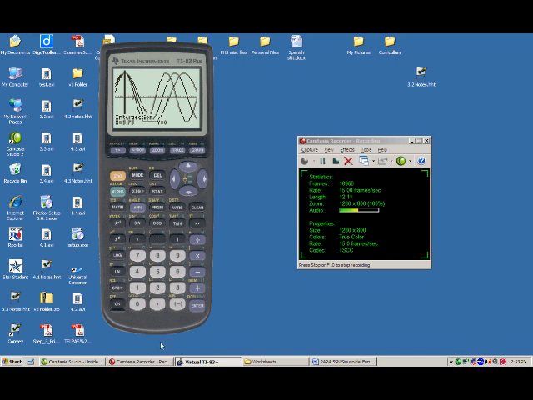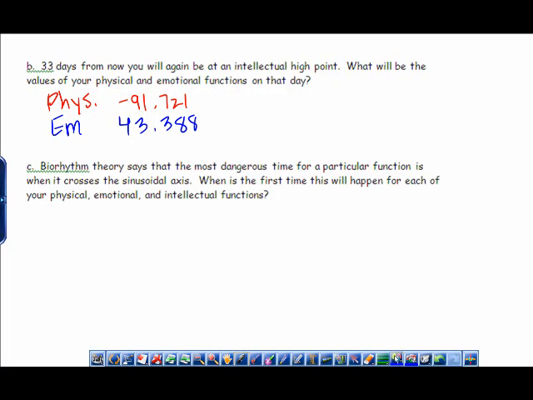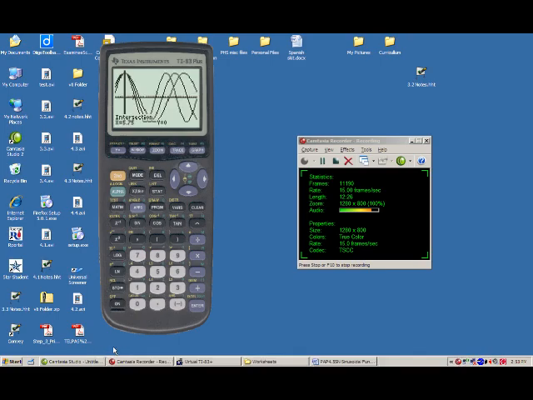Alright, so let's go ahead and write this down. 5.75. I'm going to stick with the colors that we're using. So for physically, 5.75 days.